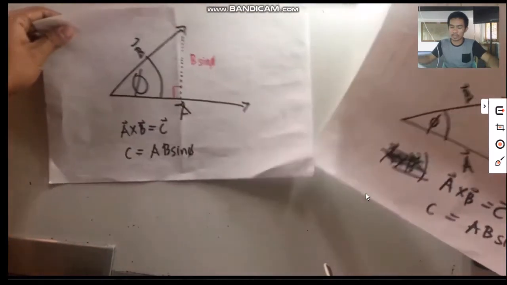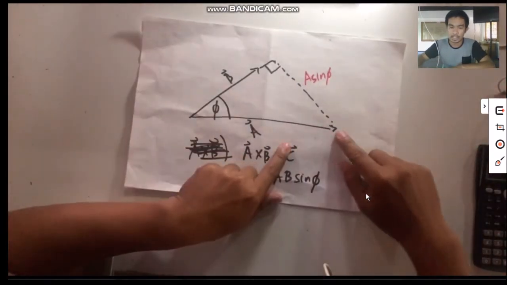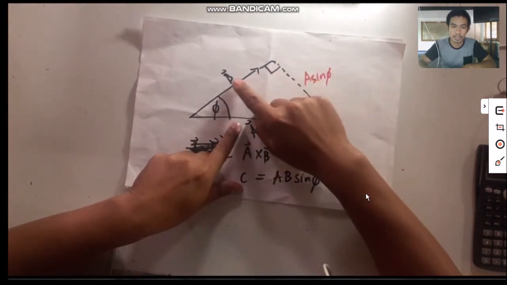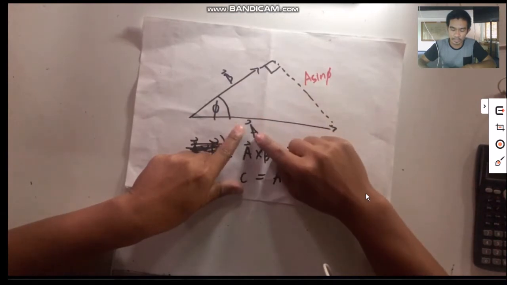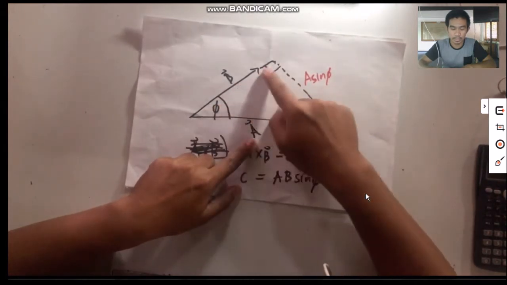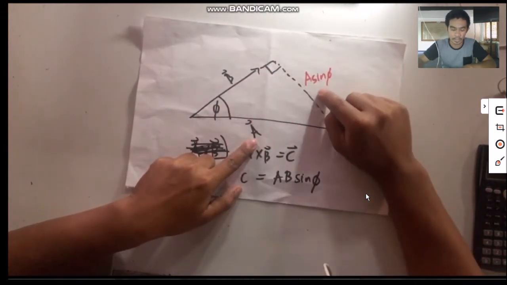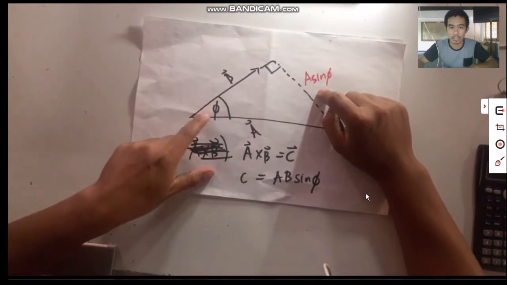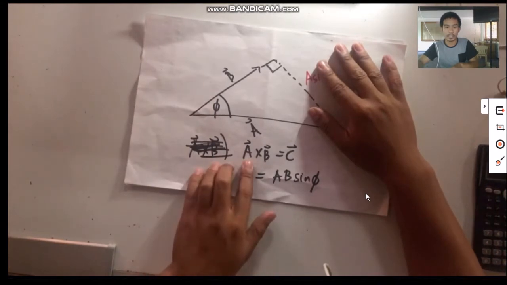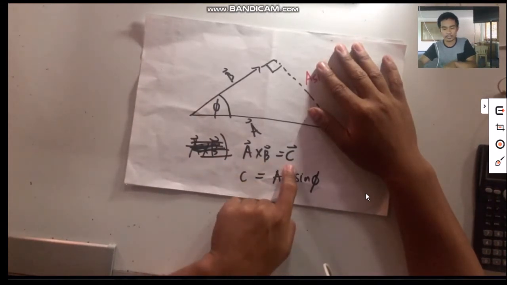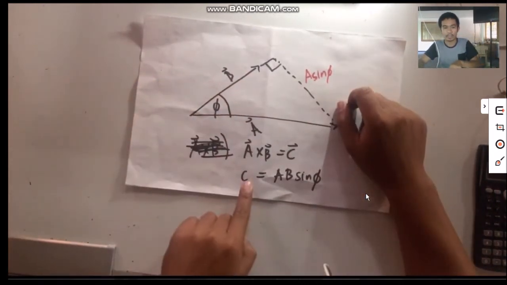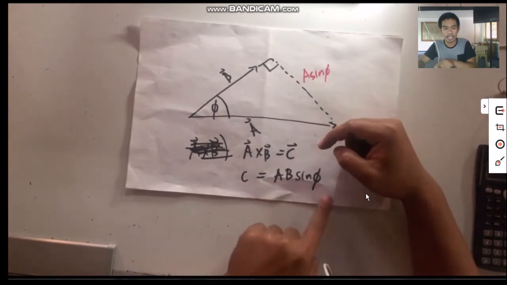Another way: the component of vector A that is perpendicular to the direction of vector B is A sine theta, where theta is the angle between vector A and vector B. So again, if vector A cross vector B is vector C, and vector C is perpendicular to both vector A and vector B, then the magnitude of vector C is AB sine theta.